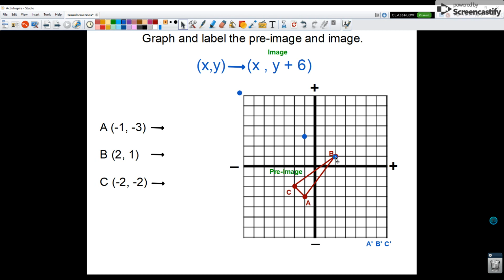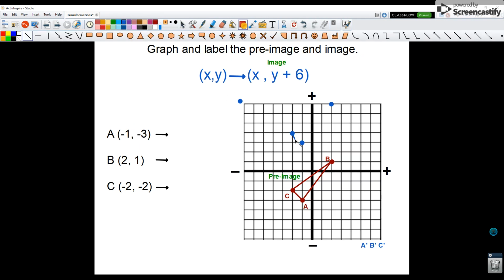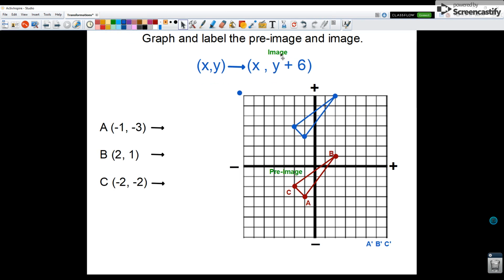My B value has increased. The x is not changing at all, but the y is increasing 1, 2, 3, 4, 5, 6 units. And for my C coordinate, again, the x is not affected, but the y is increasing 1, 2, 3, 4, 5, 6 units. I'm going to go ahead and draw and complete that figure there and label my new image, because this is the image from the pre-image, as coordinates A prime, B prime, and C prime.